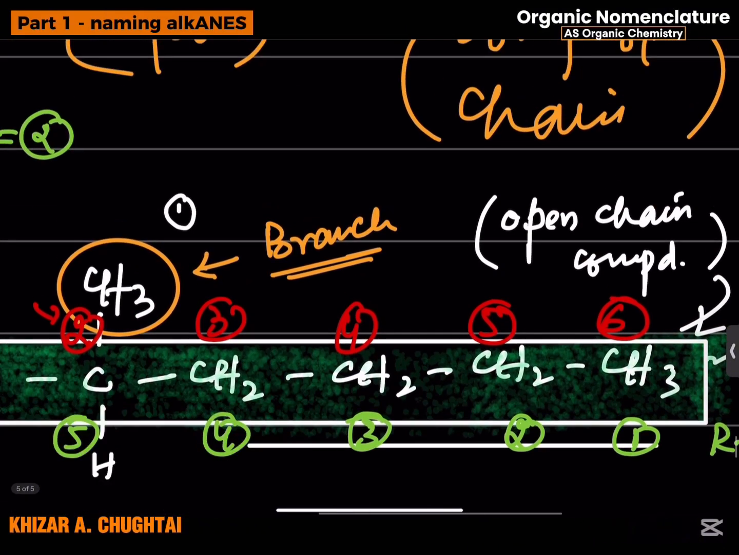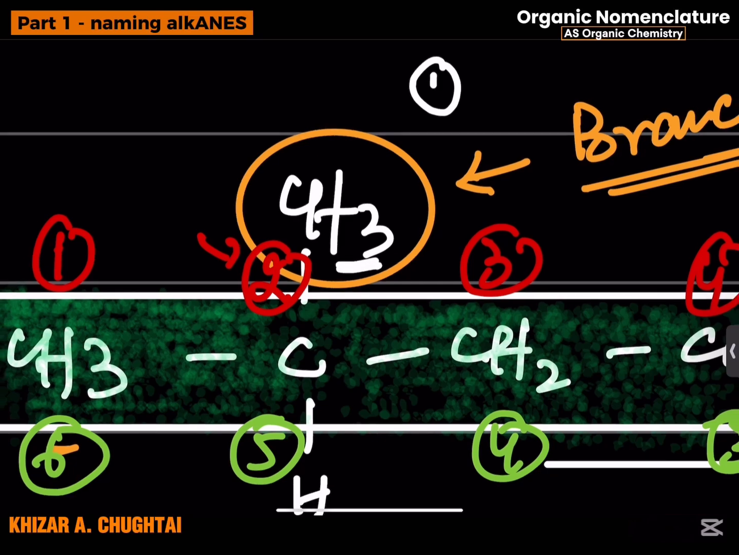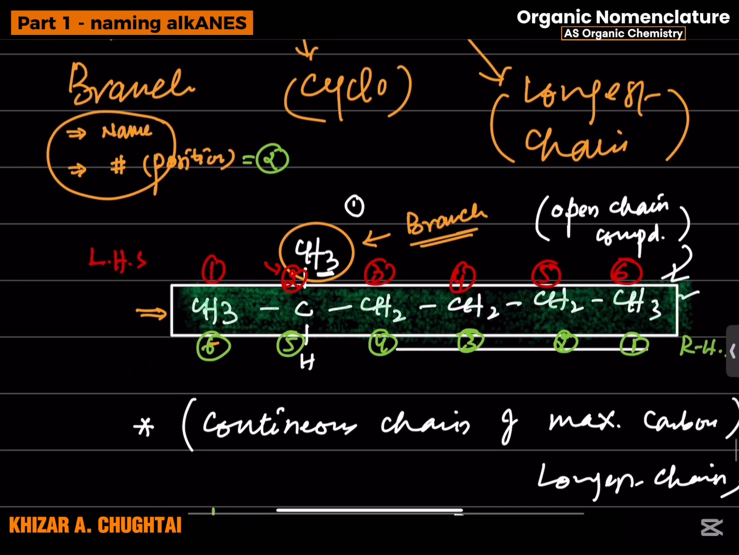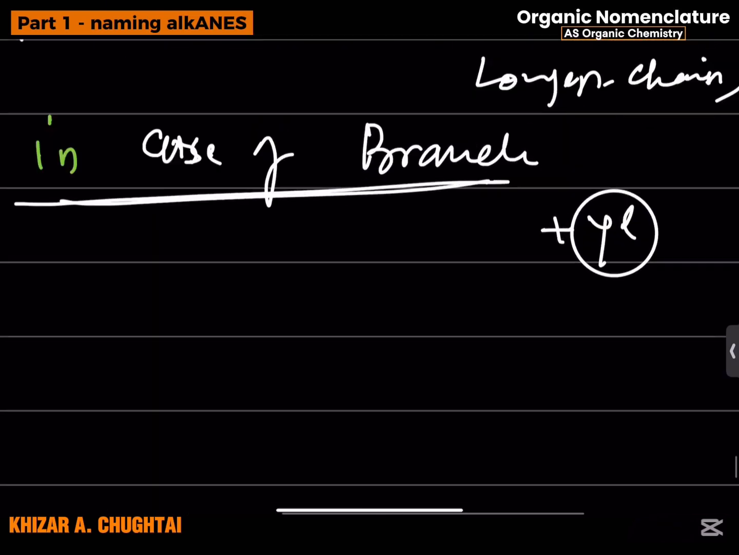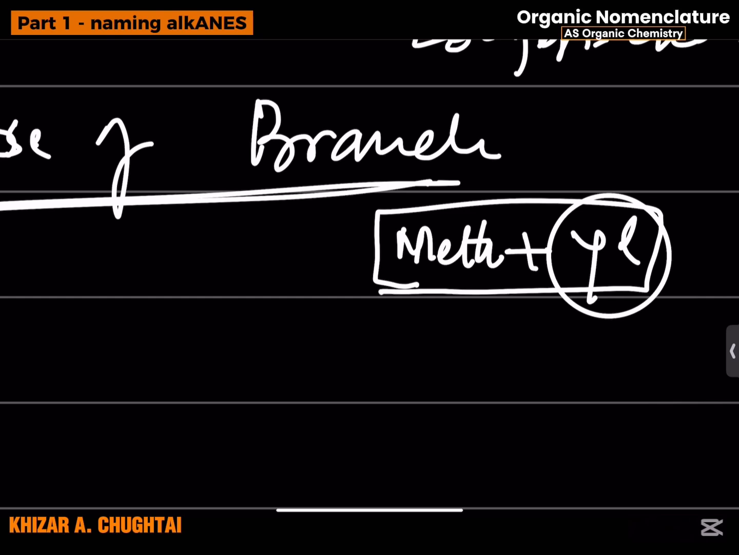It is having one less hydrogen. How many hydrogens should be there with respect to a simple alkane? 4. How many hydrogens are there? 3. So it is an alkyl group, and its name will be methyl. So the ending name will be replaced or changed by yl.